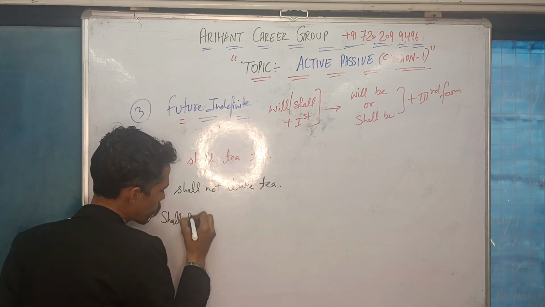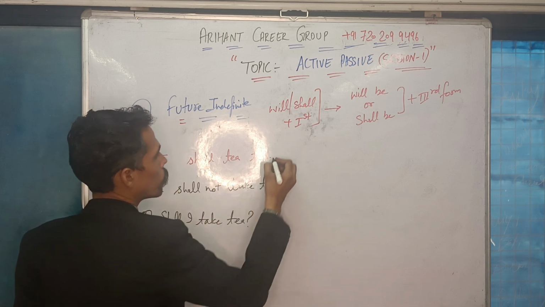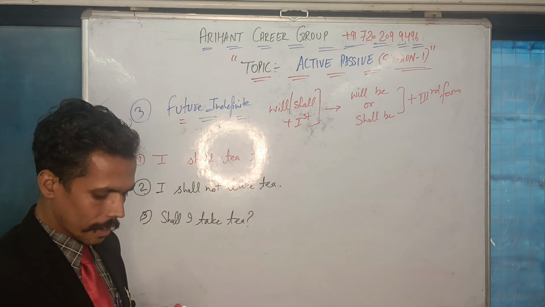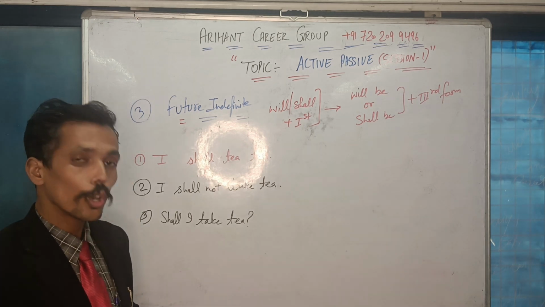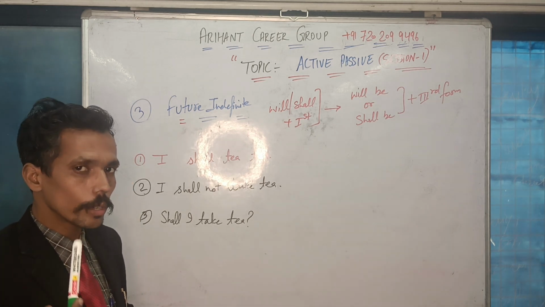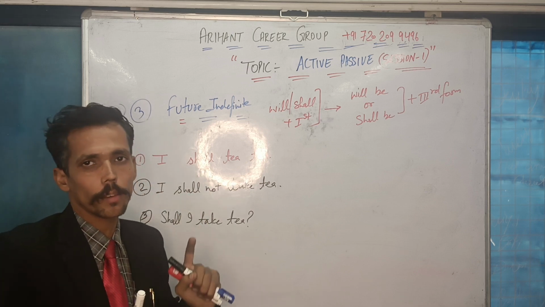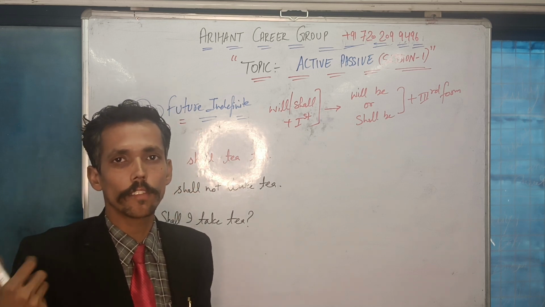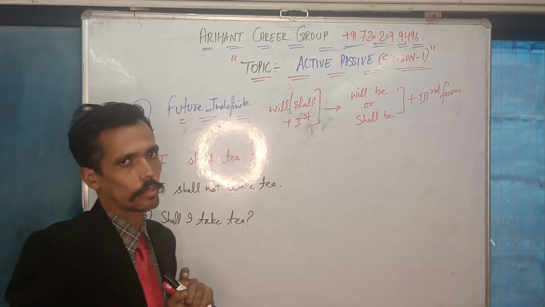The third sentence here is in the form of interrogative: Shall I take tea? So, my dear friends, when you get this answer, I shall take tea, please understand that this is neither a negative nor an interrogative sentence. So here you have to decide. Please understand that I shall take tea, having will or shall plus first form in the sentence, gives you to understand that you have to use either will be or shall be in the answer plus the third form. But now tea will become your subject.